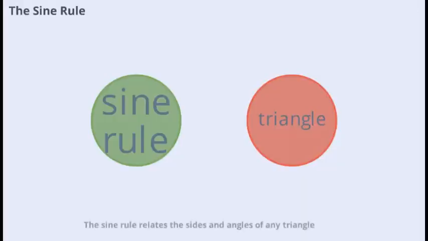The sine rule relates the sides and angles of any triangle, not just right-angled ones. It states that a/sin A equals b/sin B equals c/sin C. This rule is especially useful when you know either two angles and one side, or two sides and a non-included angle. It's a powerful tool for solving oblique triangles.